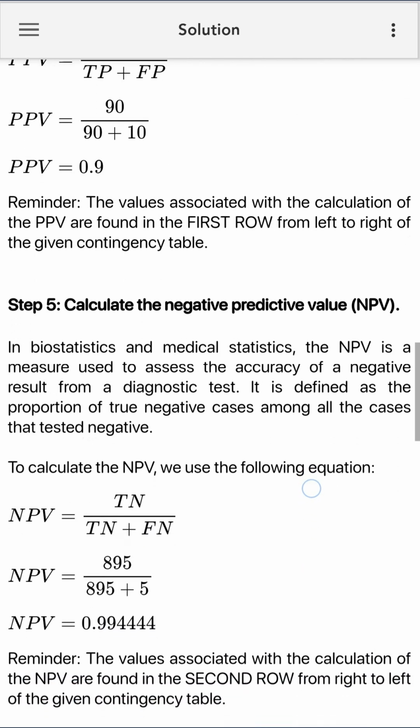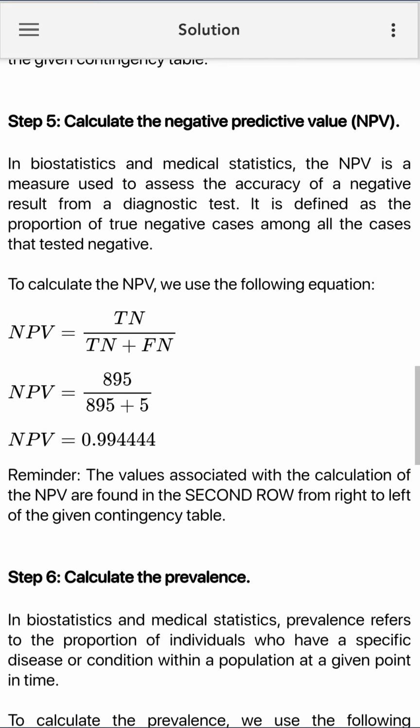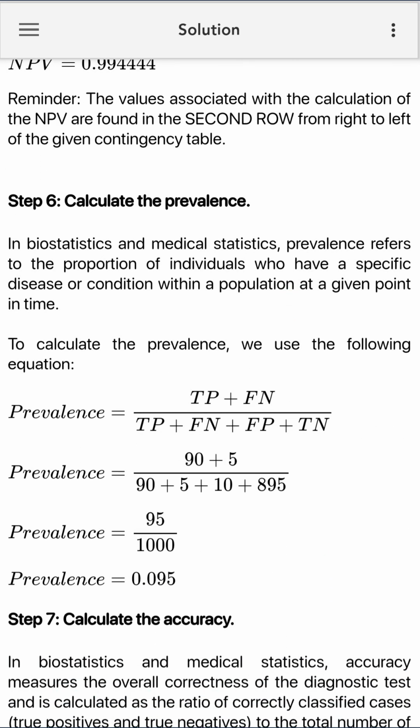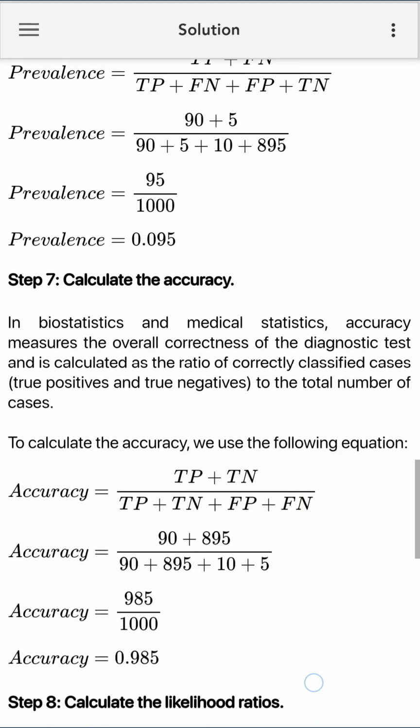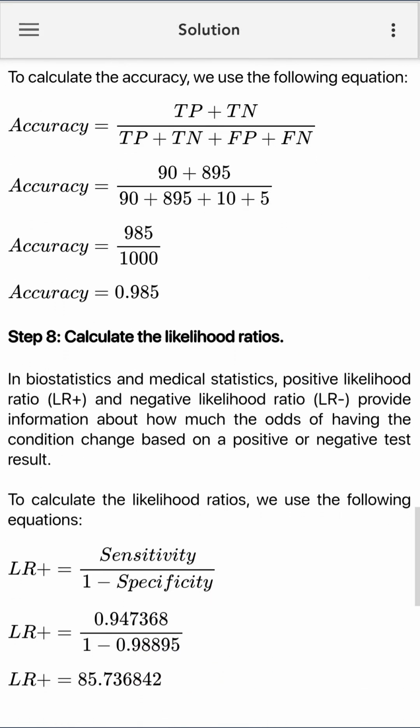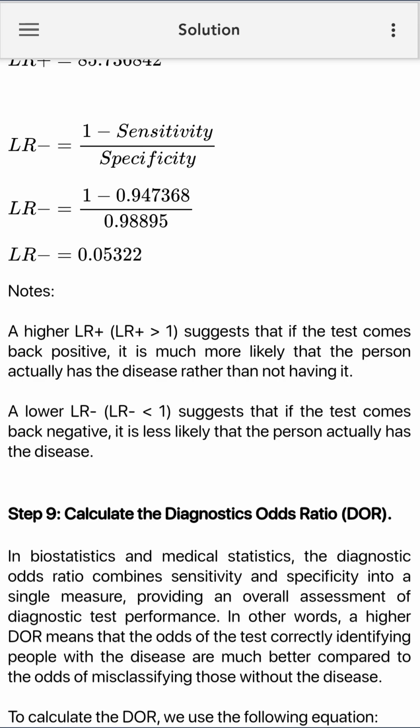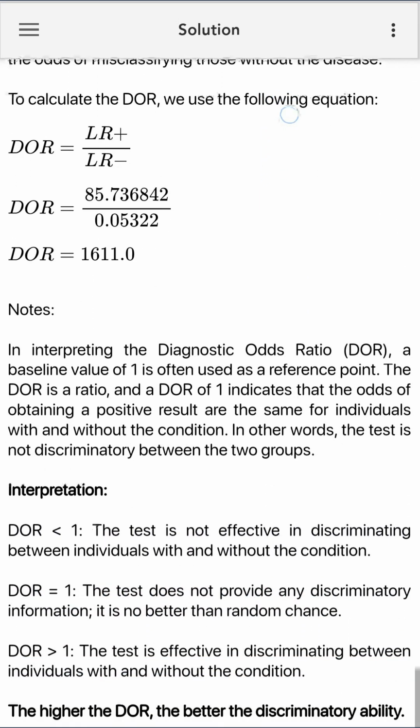In step 5, we calculate the negative predictive value as shown. We can also observe that there are other diagnostic test performance metrics that were calculated, although these are not included in this challenge. Now, can I interest you with an opportunity?